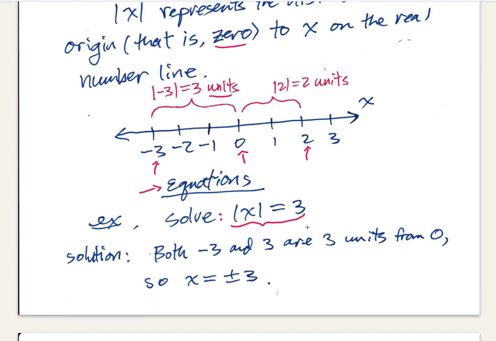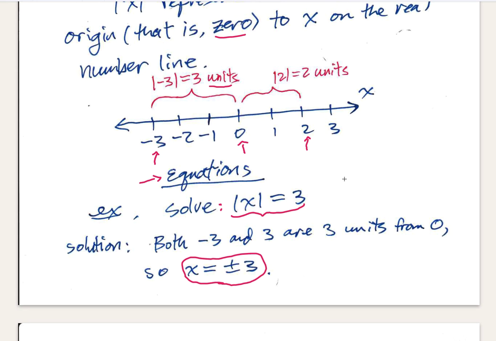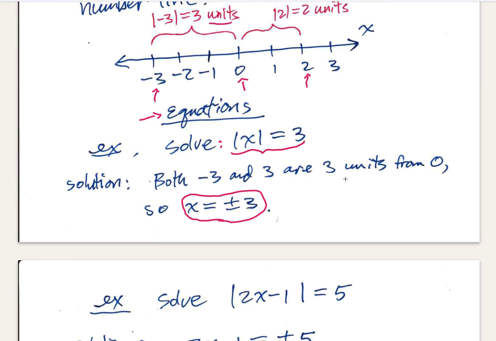Now, both negative 3 and 3 are 3 units from 0, from the origin. Therefore, there are 2 solutions to this, negative 3 and 3, which we write compactly this way: x equals plus or minus 3. So think of it this way. You're at 0, you move 3 units to the left and land at negative 3, or you move 3 units to the right and land at 3, so those are the only 2 solutions there.